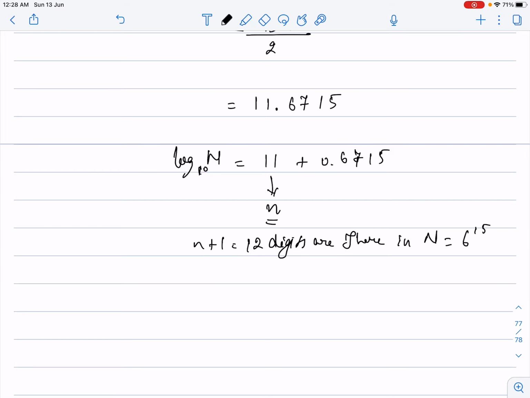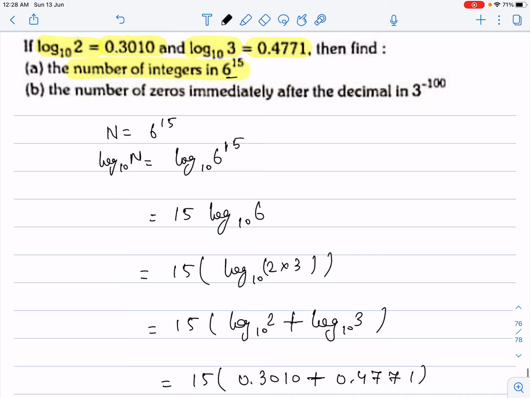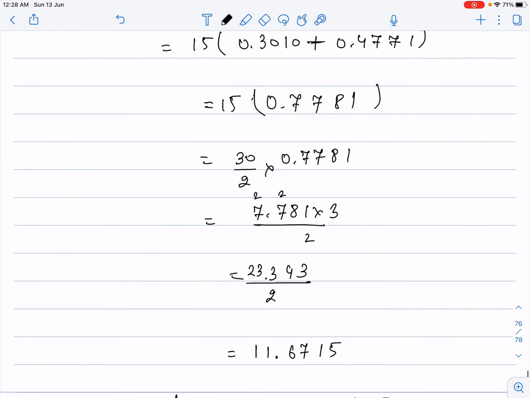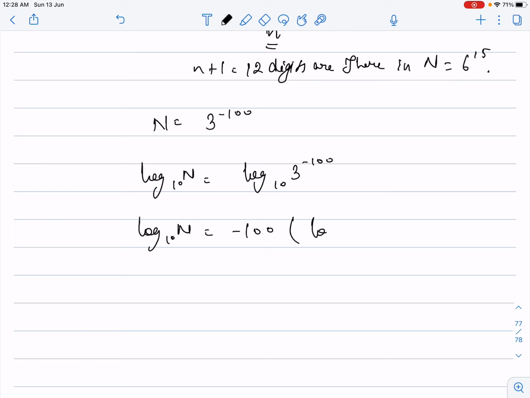Now let's see what is the next question given to us. The number of zeros immediately after the decimal point in 3 to the power minus 100 is asked to you. So guys, for that also you would have to compute the log of given number. So what will be written by me? Log of N base 10 is equal to log of 3 to the power minus 100 base 10. That will be becoming log of N base 10 is equal to minus 100 multiplied by log of 3 base 10. And log of 3 base 10 is 0.4771.